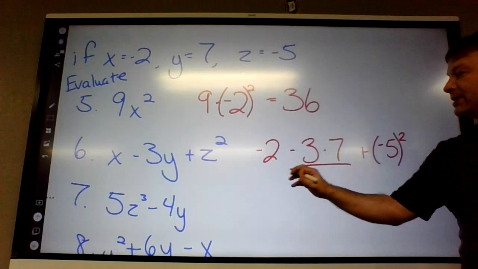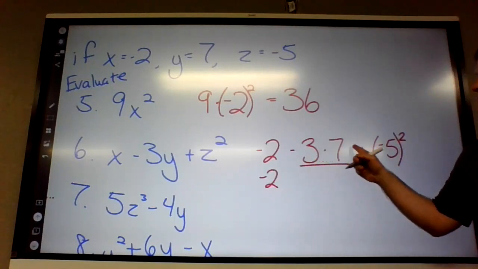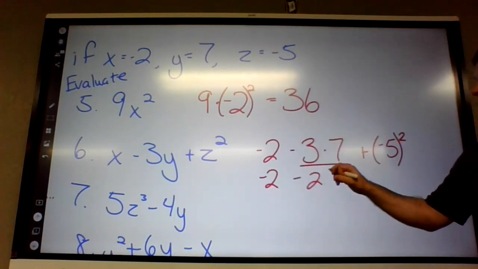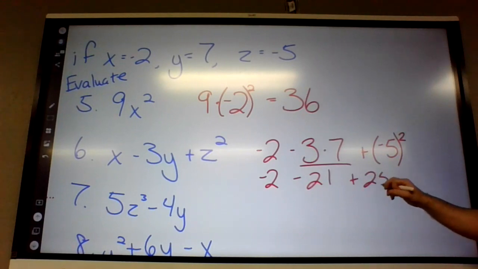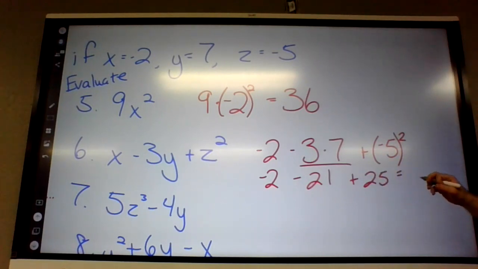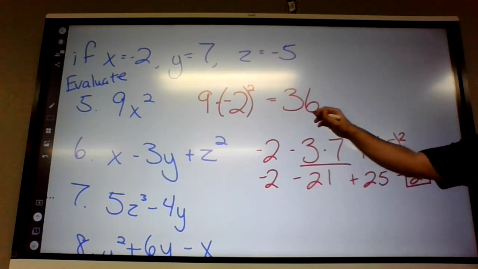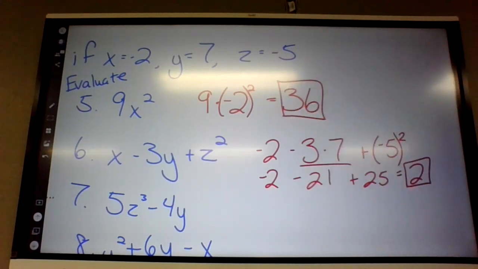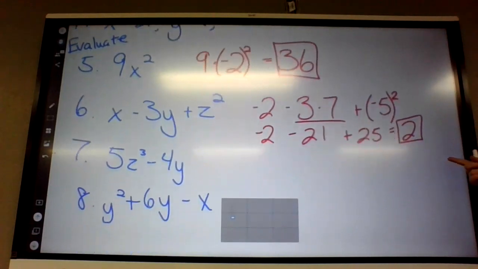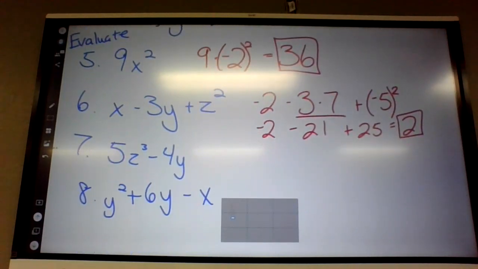So we got negative 2, this is minus 21, and this is plus 25. So it looks like that'll come out as 2. So again, these could be really easy points, but they could be really easy to lose too. There's like 25 questions, so each one is going to be like 4%.